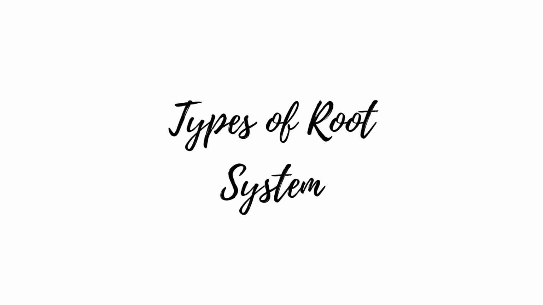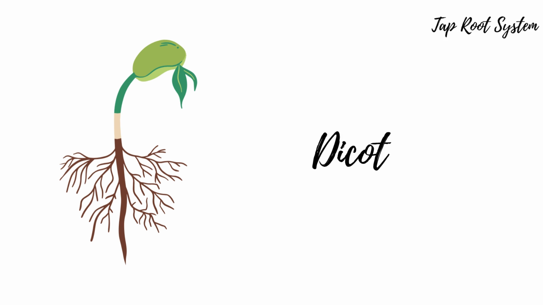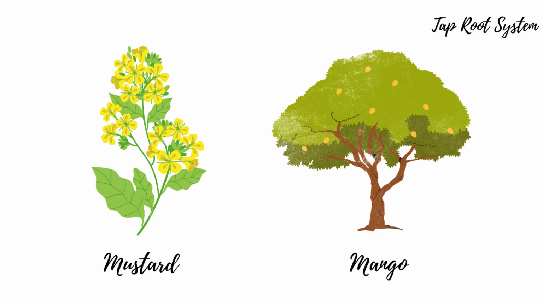Types of root systems. In flowering plants, we generally see two major root systems. First, the taproot system, which is found in dicot plants. Here, one main root grows straight down and smaller lateral roots arise from it. Plants like mustard and mango have this type.